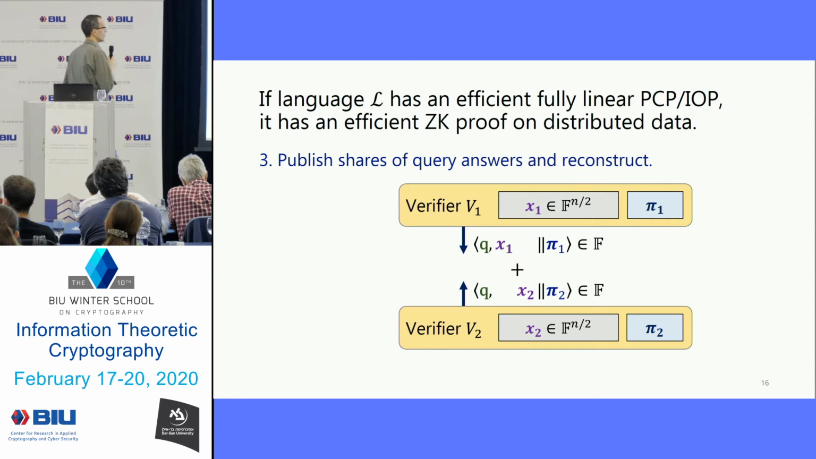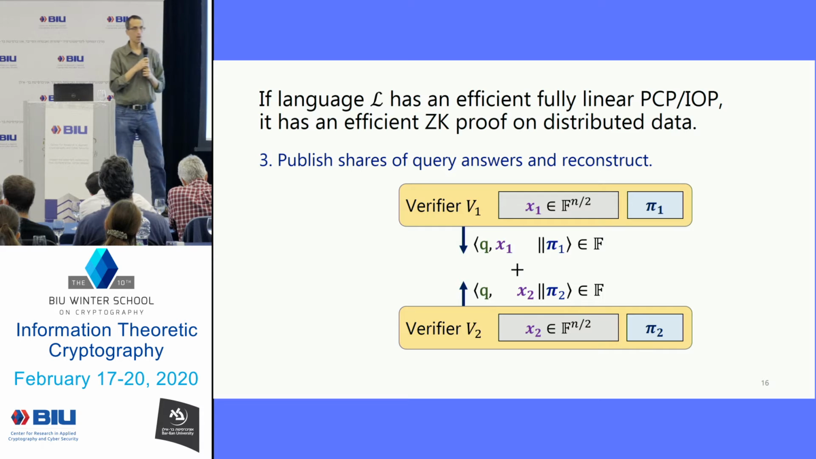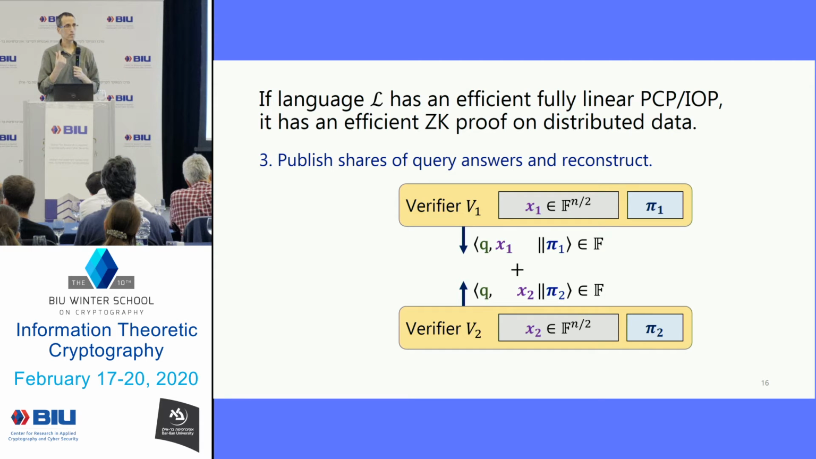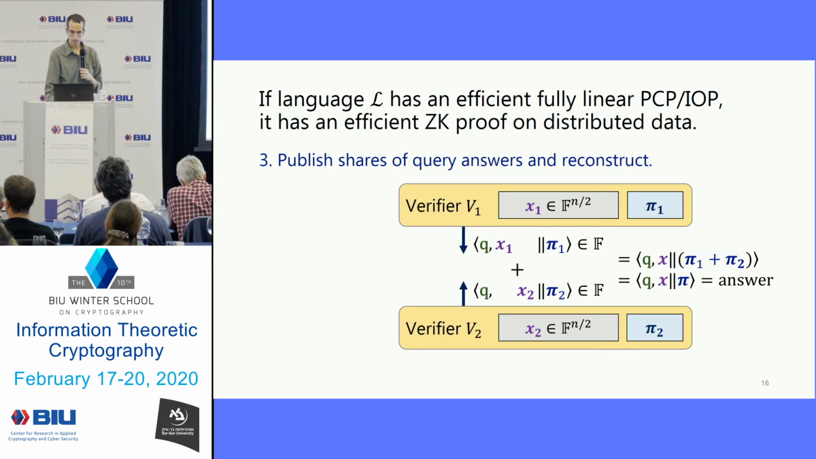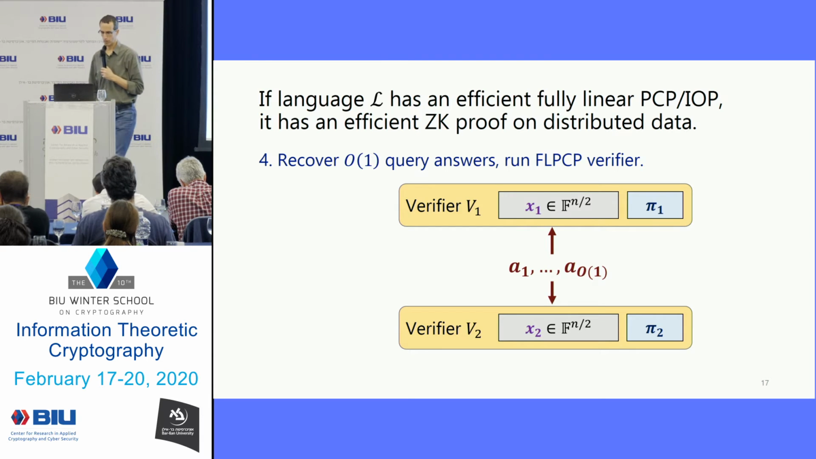And now, the first guy computes the inner product of Q and X1, and the second guy computes the inner product of Q and X2. But their sum is now the inner product of Q and the sum of X1 and X2, which is actually X. This is the object that we want to prove. So, given this, we have an answer. Do it several times, and we have all the answers we need to verify with very high probability whether X is in the language or not.